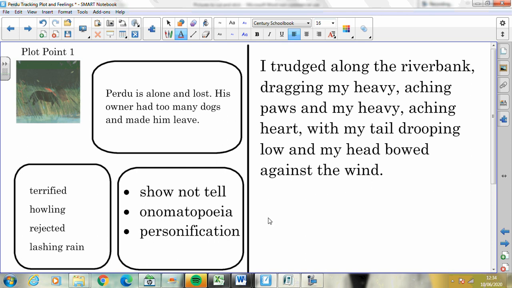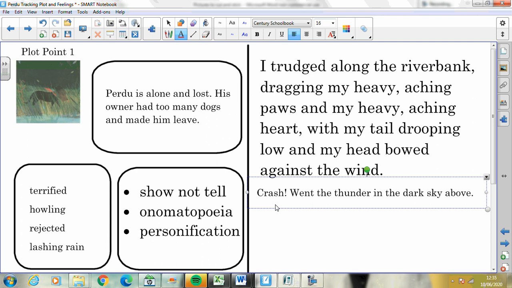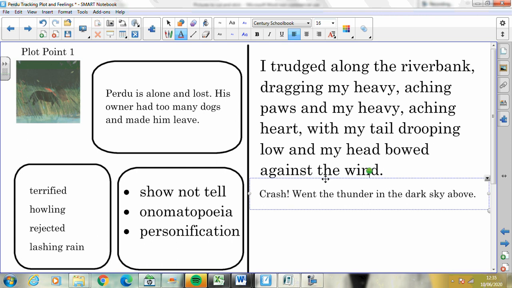Sentence 2, onomatopoeia. So these are the words that sound like the thing they're describing. And because I've got my head bowed against the wind, I might add in a few words here. Crash went the thunder in the dark sky above. There we go. So there's the sound of the thunder. Roar went the wind as it howled around my ears. And there we go. Crash, roar. There's sentence 2. And sentence 3 is personification.